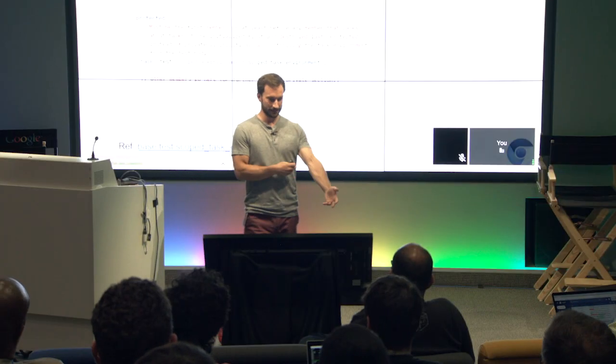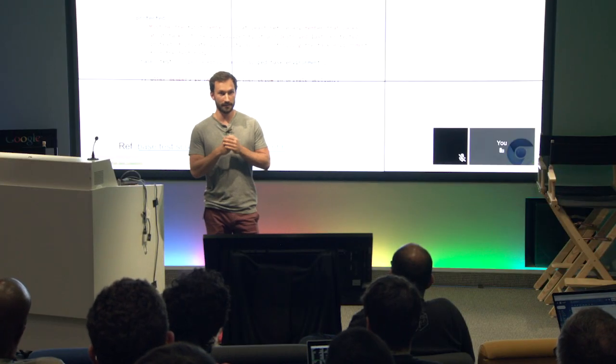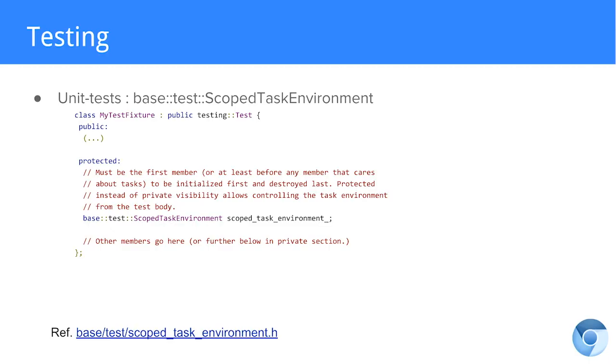Testing. So how do we test with a task environment? In an integration test, like browser tests, it's easy. You already have everything set up when you enter your test body. In a unit test, you need to bring up the task environment if you want to use TaskScheduler and threading and so on. The way this is done is we have a scope task environment, which you put as the first member of your test fixture, and then you effectively have threads from that point on. You can post tasks. You can ask it to run until idle.